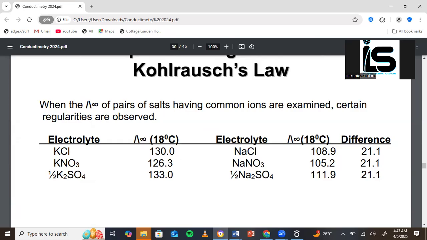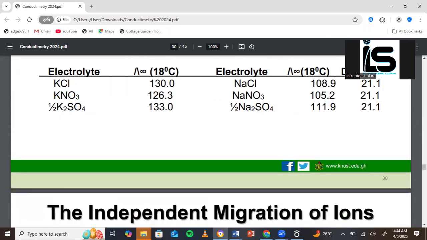Now, the anions in all the instances are the same. The differences are the cations. So this is chloride, with potassium here and sodium, and that is giving you 21. In the second instance too, the anion is the same, but the cations are potassium and sodium once again, and you're getting 21. The last one is common sulfate. The difference is potassium and then sodium, and you're getting 21. That means this difference is a result of the difference in conductivity between the potassium and the sodium. That is where we got the idea from.